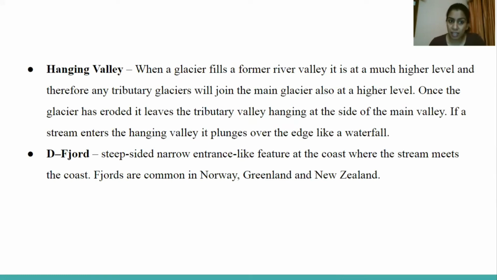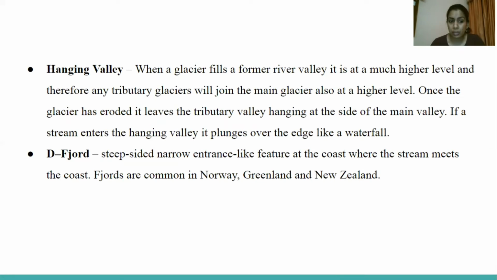The next is hanging valley. So when a glacier fills a former river valley, it is at a much higher level, and therefore any tributary glaciers will join the main glacier also at a higher level. So once the glacier has eroded, वो क्या करता है? It leaves the tributary valley hanging at the side of the main valley. So if a stream enters the hanging valley, it plunges over the edge like a waterfall.